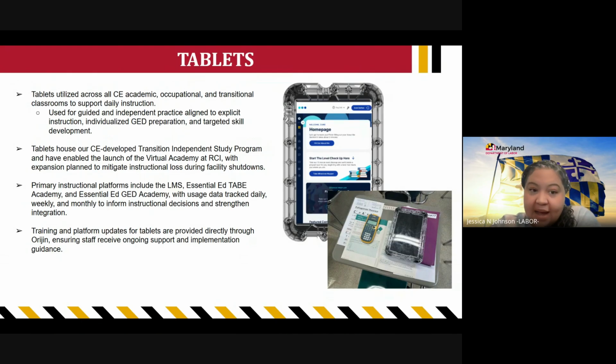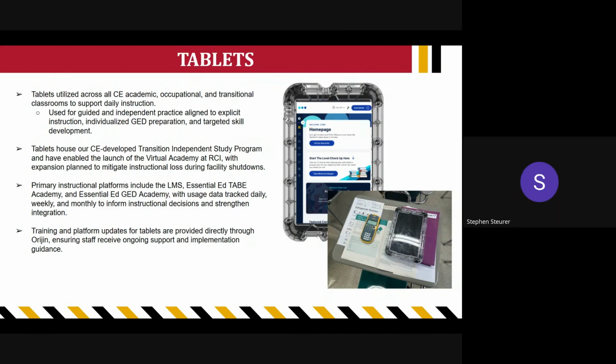At RCI, and approved yesterday by MCTC, we have a virtual academy where we do use the tablets on the housing units, and the teachers are providing synchronous instruction. So the teachers are in the schoolhouse, they're providing instruction from their classrooms, and their students are able to engage with the instruction within their housing units.